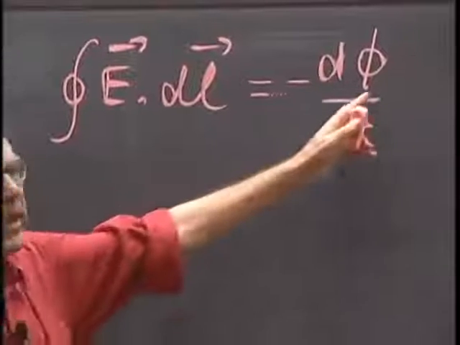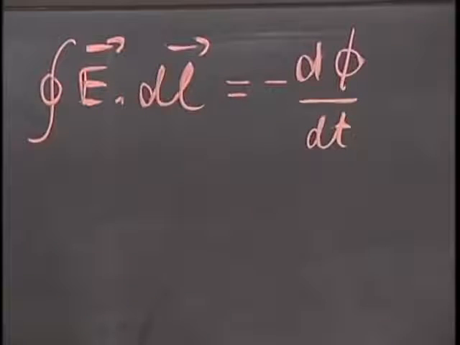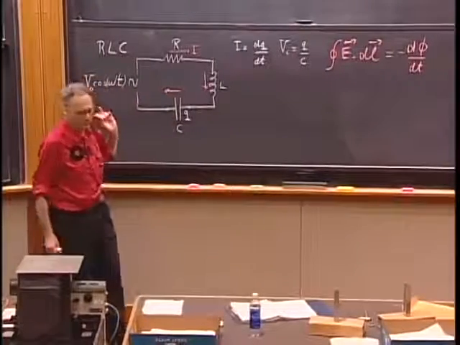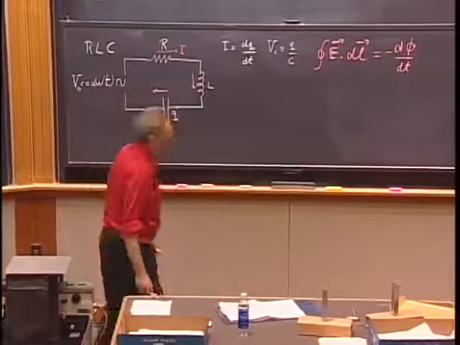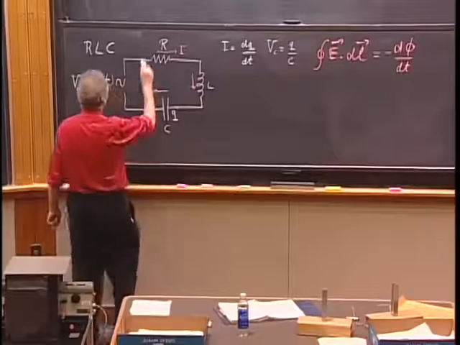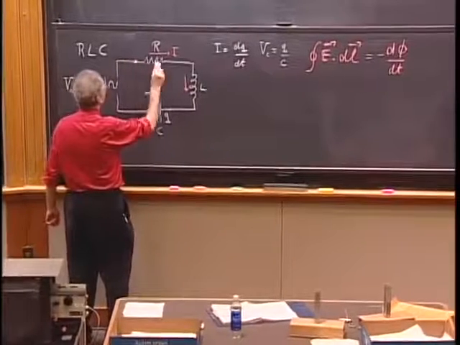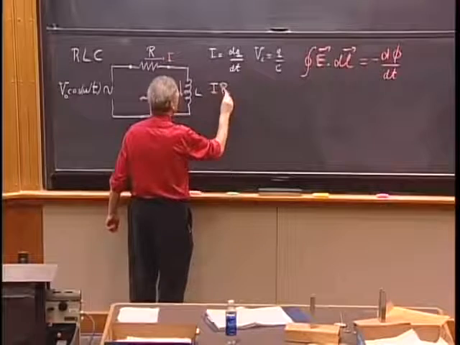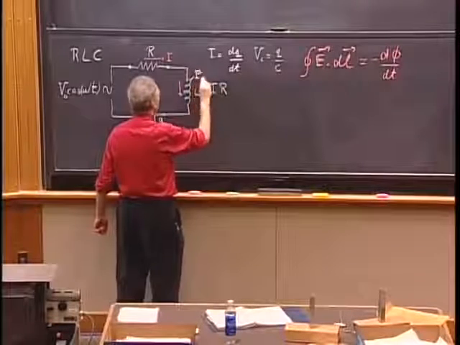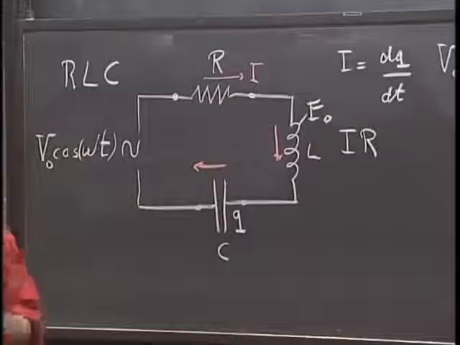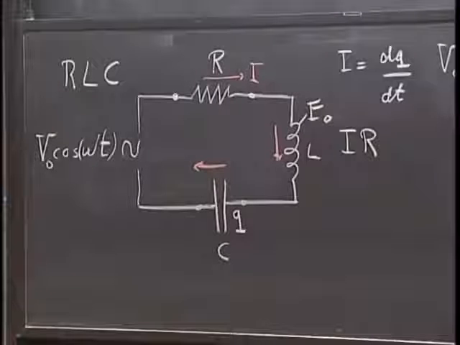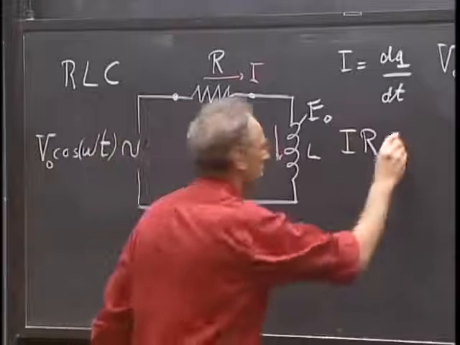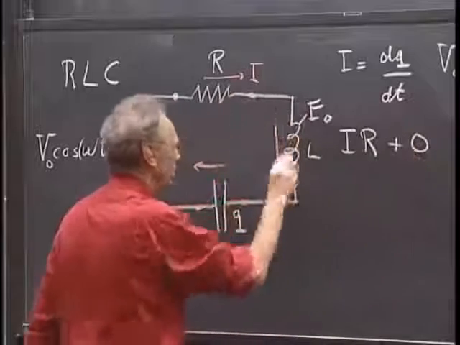This phi is the magnetic flux that goes through a surface, any surface that you can attach to this closed loop. So I've done this before, so I can do it a little faster. I go from here to here, so that is IR. There is no electric field inside this ideal self-inductor because in a superconducting wire there cannot be any E field. So that is zero going from here to there.